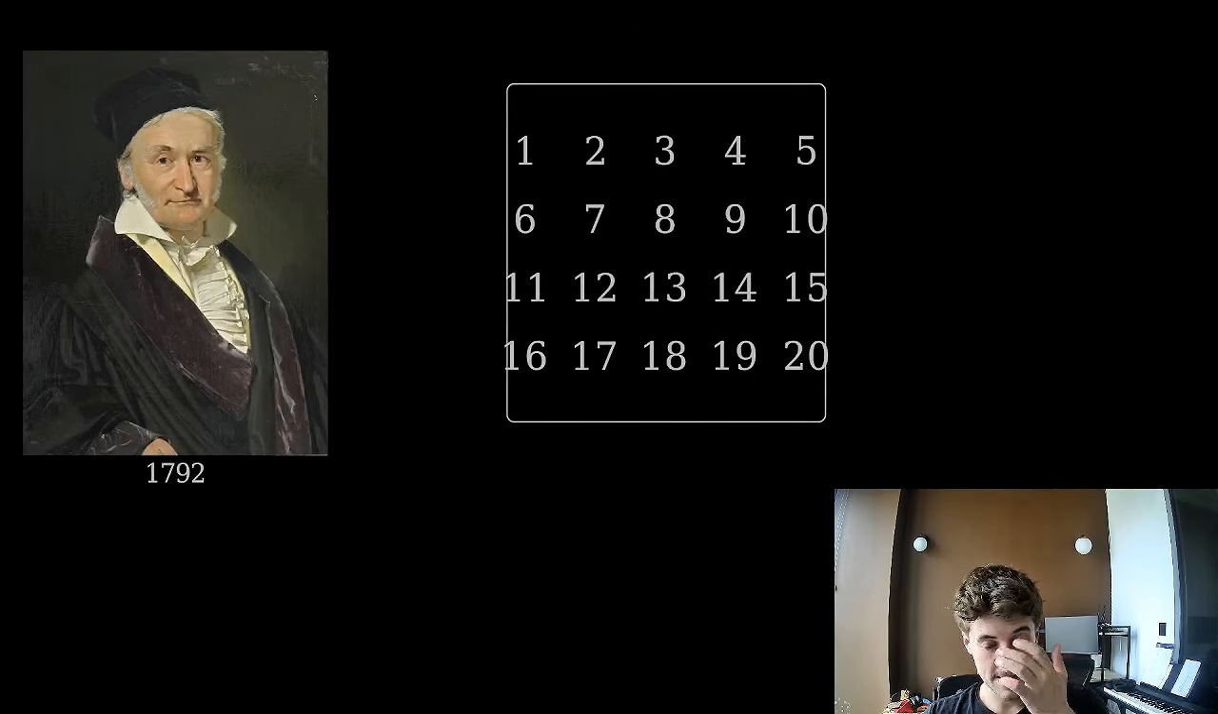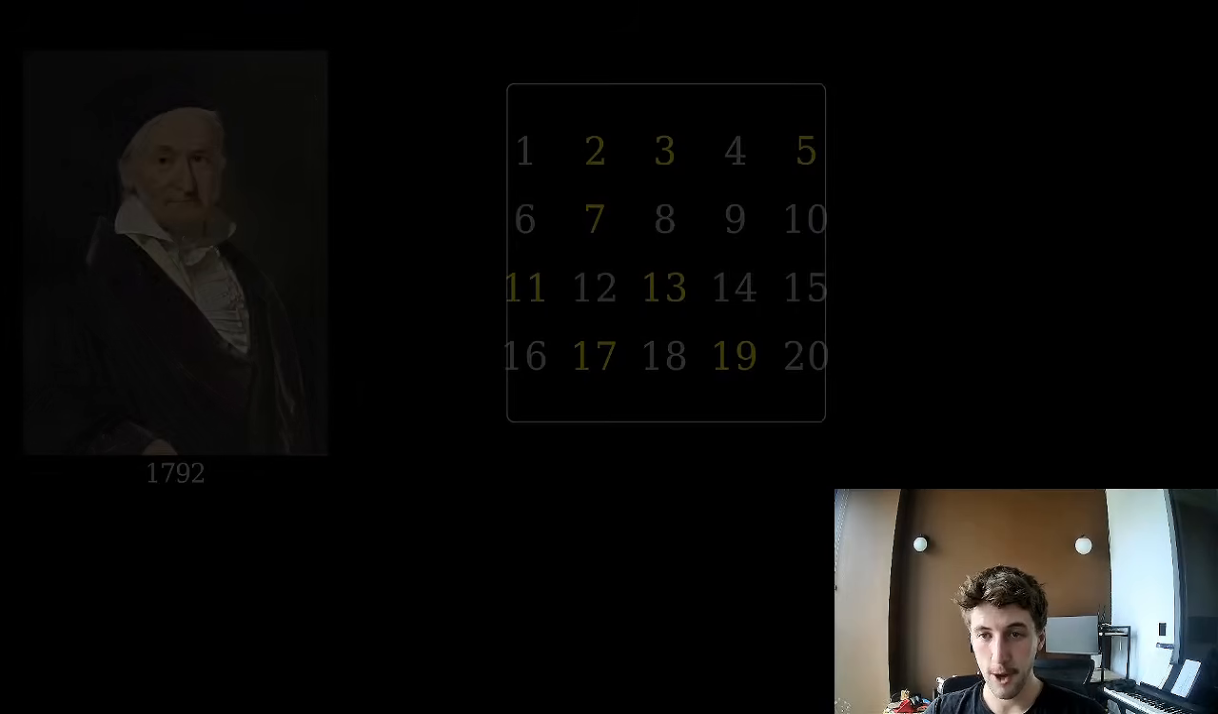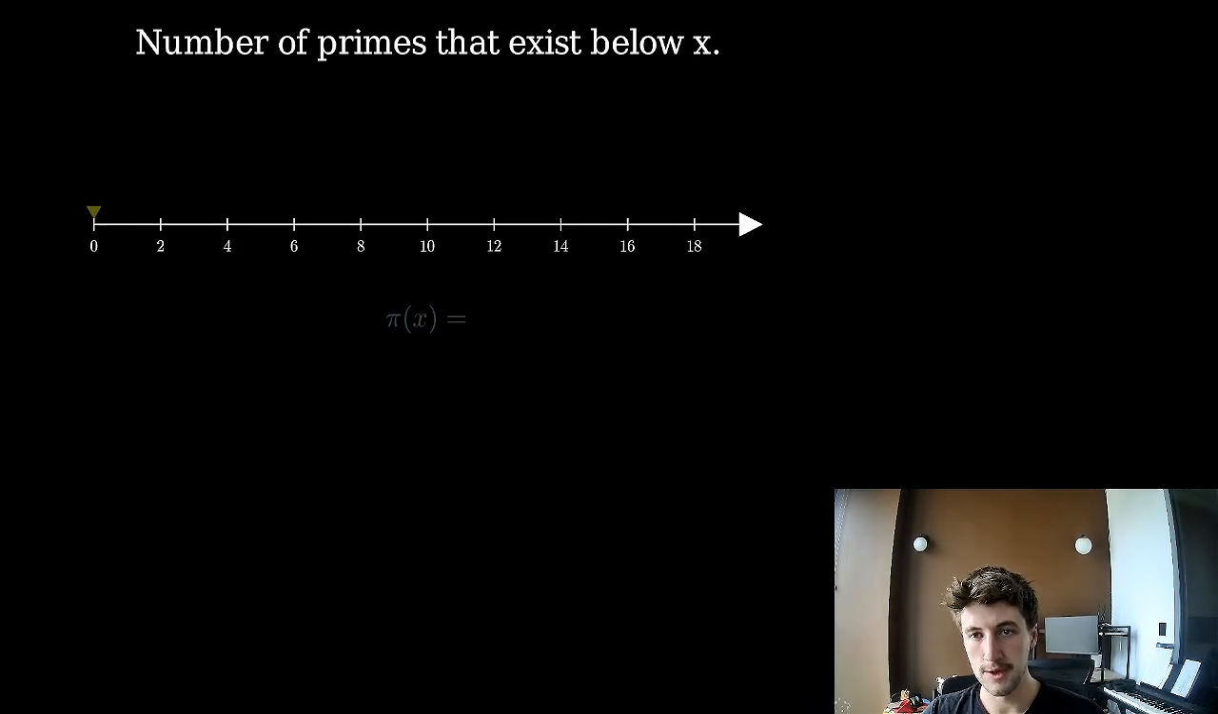Let's start off in 1792. So we had Gauss, and he was studying prime numbers. He wanted to try and find a pattern or a function that allowed you to find how many prime numbers existed up until a certain point. So he called this function pi x, where as you input a number, it tells you how many prime numbers exist up until this point.